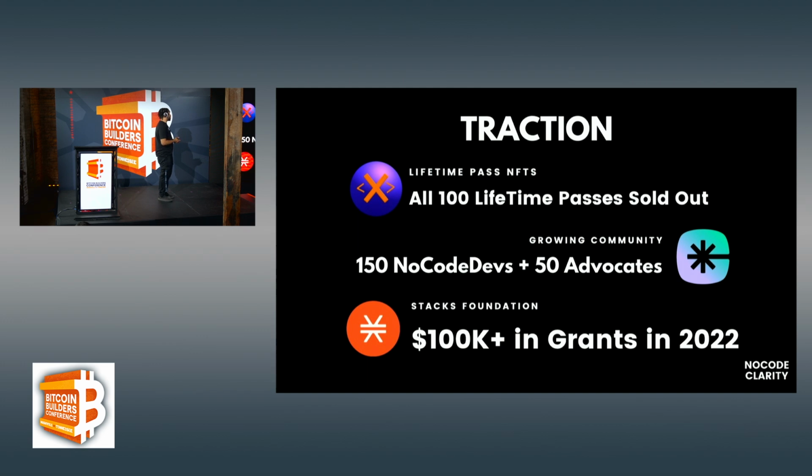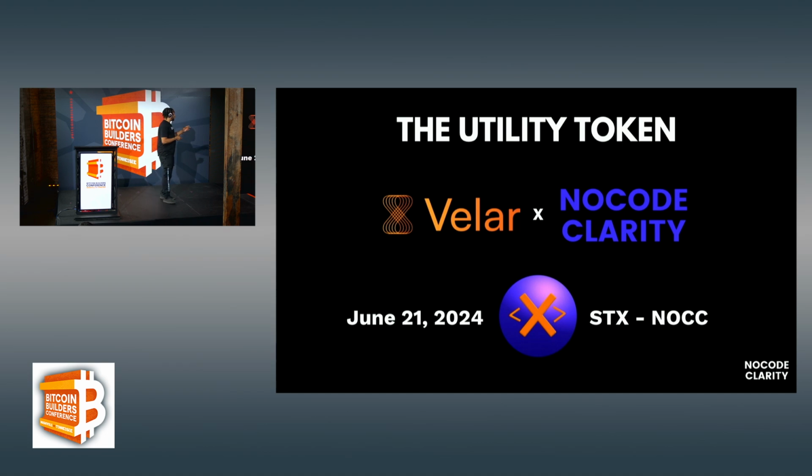And then lastly, from the Stacks Foundation standpoint, we received roughly 100,000 plus in grant funding that helped us go from stealth to V0 to our current live V1. But that's not all. On June 21st, we also launched a token that enables people to hold the token and abstract one component of deploying an application, which is generally the transaction fee. This is something that goes live at the end of the year. If holders have roughly 100,000 NoCodeClarity tokens, we take care of the deployment fee.